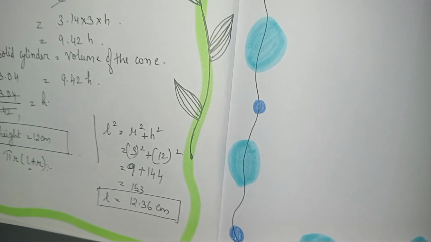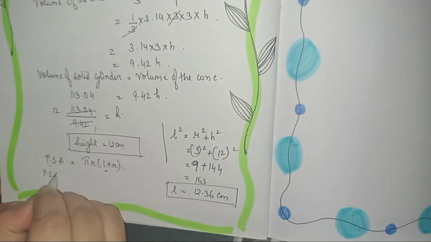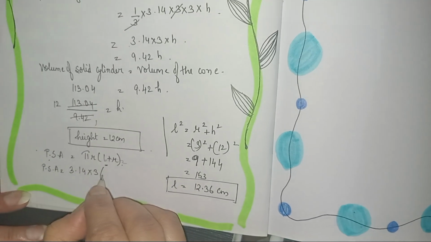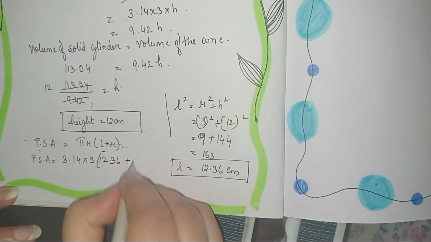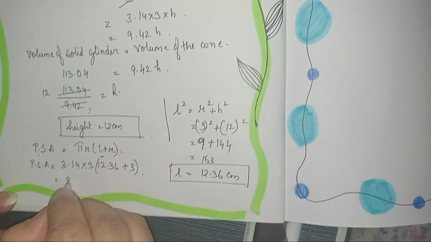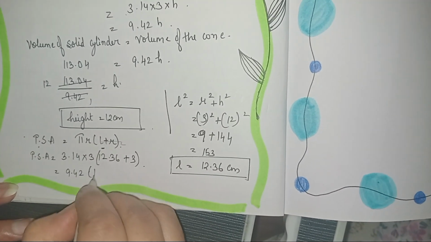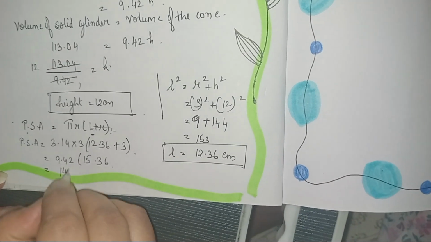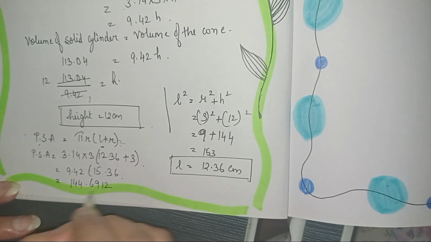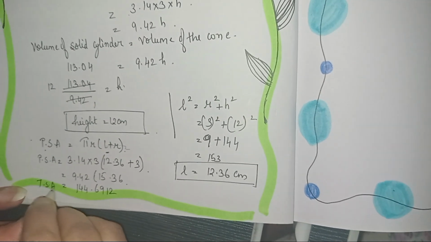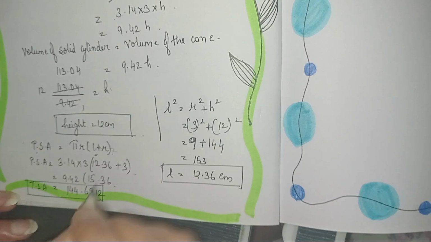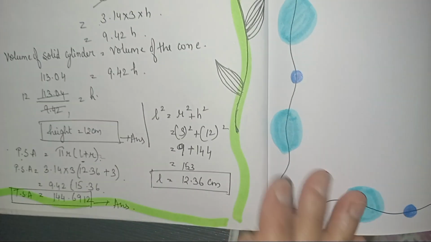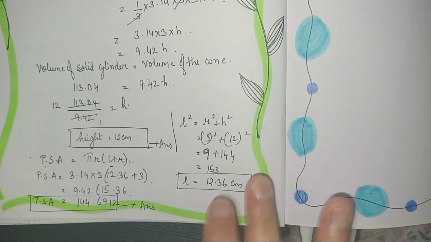Okay. Then the total surface area is equal to 3.14 into 3, into 12.36 plus 3. 3.14 into 3 will give you 9.42, into 15.36, will give you 144.6912. This is going to be your total surface area. So this is your answer 1 and this is going to be your answer 2. So this is the 7th and the 8th sum till now.